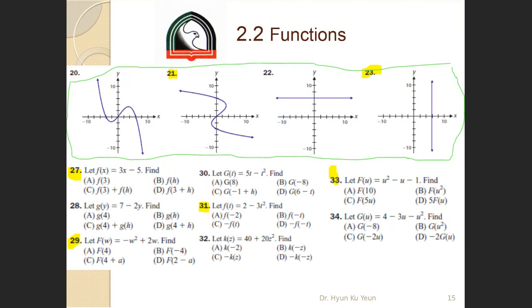Let us check. So Abdulaziz, Ahmed, Hamdan, Saif, excellent. So this one is a function of y. Keep drawing vertical lines. As you see, all the vertical lines intersect this curve in one point, only one point. So this is a function.